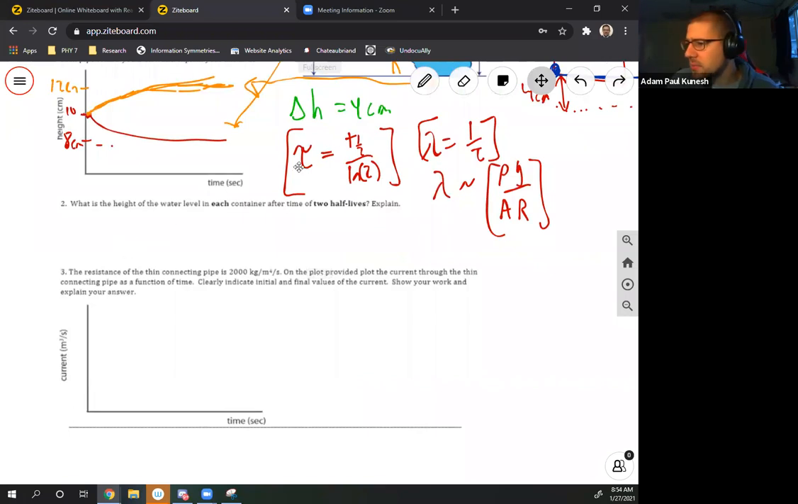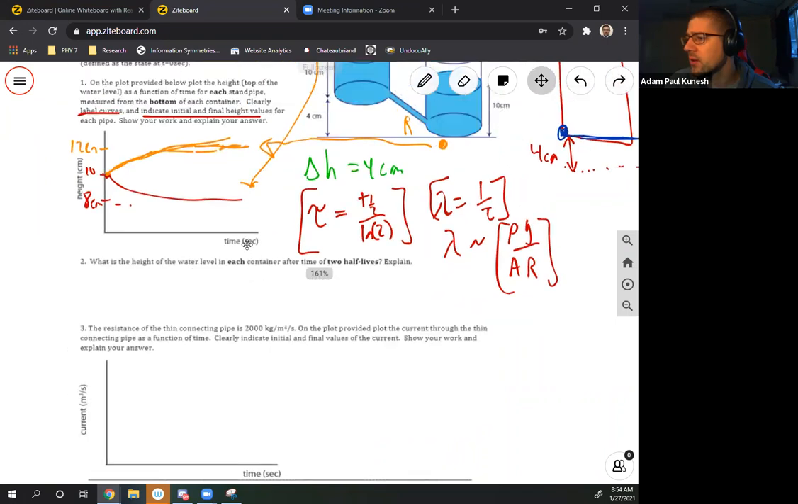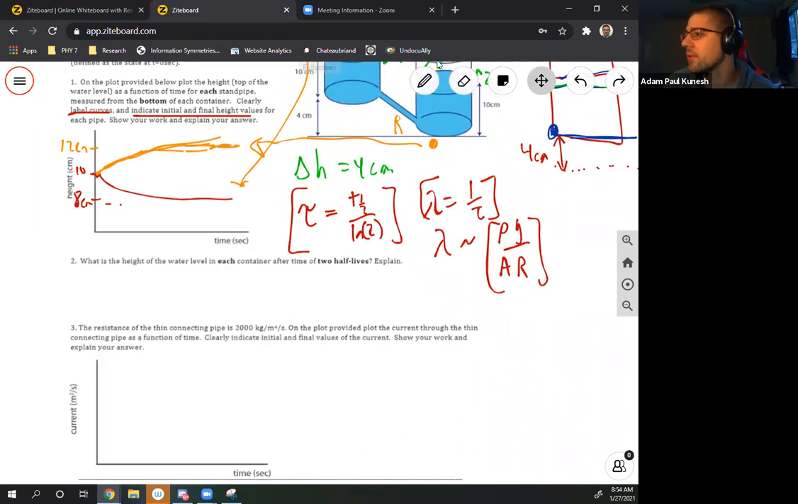Okay, question B, or question 2. What is the height of the water level in each container after a time of 2 half-lives? Explain. So 2 half-lives, that's basically what does this mean if I have 2 half-lives? So my first half-life takes me halfway to my asymptote. Did I spell that well? I think I did.